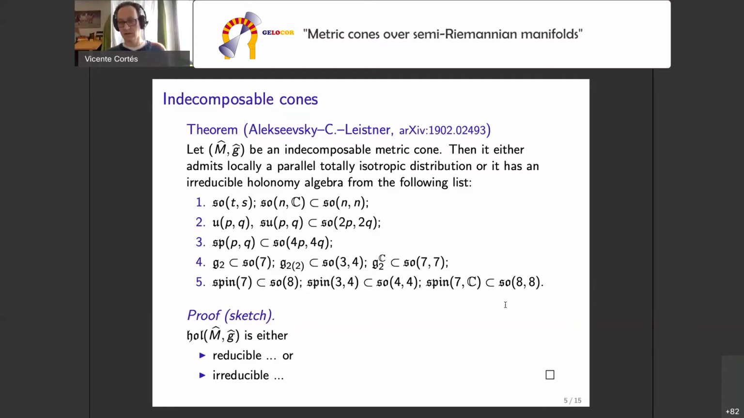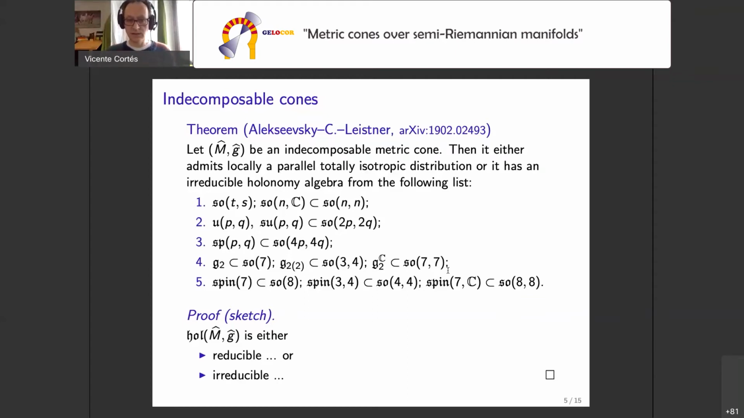If it's reducible, this means that there's an invariant subspace in the holonomy representation, and this subspace is necessarily degenerate, because we are assuming that the cone is indecomposable. And this means that there is no proper non-degenerate invariant subspace, but there can be degenerate subspaces. If you have such a degenerate subspace, then you can take the intersection of this subspace with its orthogonal complement, and this will be a totally isotropic subspace invariant under the holonomy representation. Then, by parallel transport, you can generate a parallel totally isotropic distribution on your manifold. So this is the first case. It's in fact stated here: then it either admits locally a parallel totally isotropic distribution, or the holonomy algebra is one of these.